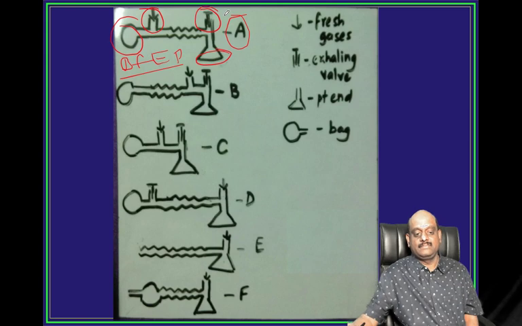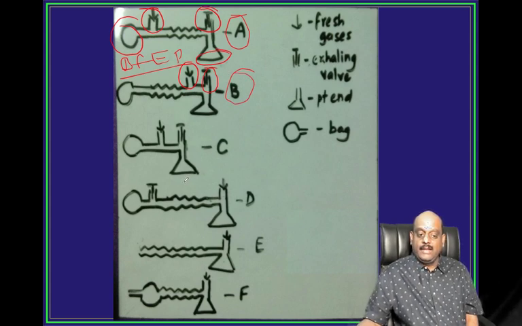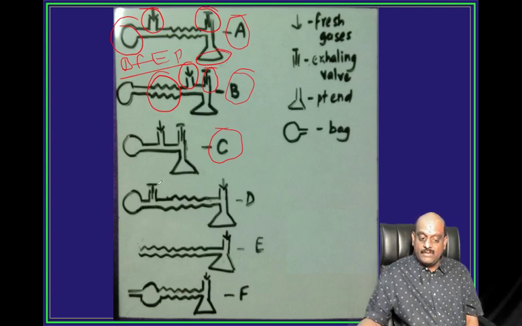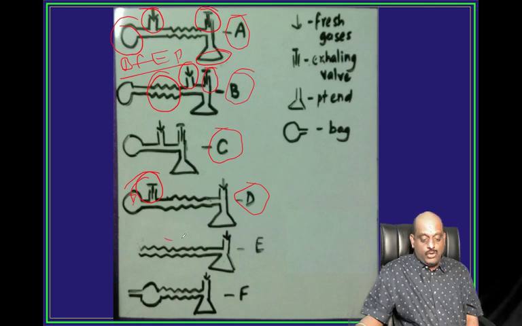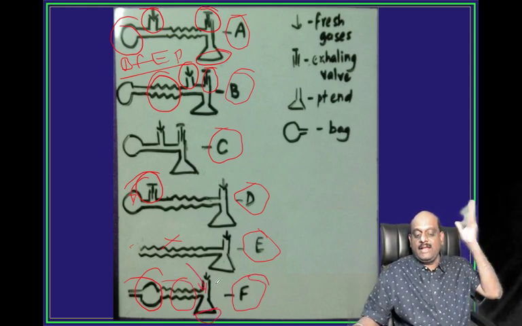That is A. Then if the fresh gas inflow is closer to the exhaling valve, that is B. Then if you don't have this corrugated rubber tube, that becomes C. Then if you have an exhaling valve very close to the bag, that becomes D. If you don't have an exhaling valve, that becomes E. Then you have a bag, corrugated rubber tube, gas flow, patient end, no exhaling valve, that is F.